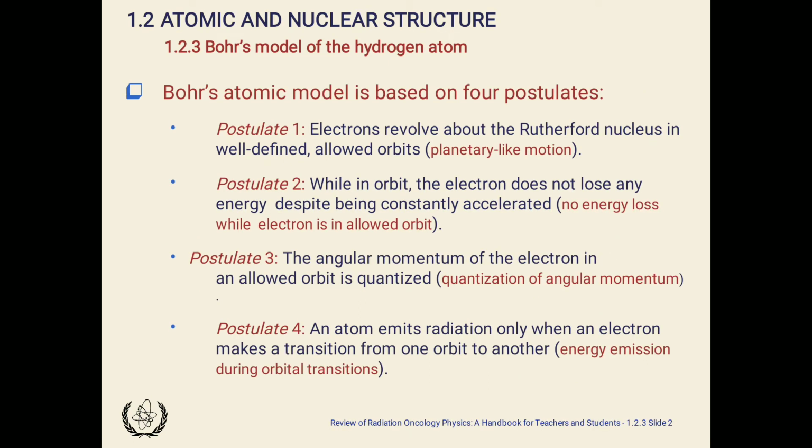Now, Bohr's atomic model is based on four postulates. First, the electron revolves about the Rutherford nucleus in a well-defined allowed orbit, planetary-like motion. Second postulate, while in orbit, the electron does not lose any energy despite being constantly accelerated. No energy loss while the electron is in an allowed orbit. Third, the angular momentum of the electron in an allowed orbit is quantized. So, quantization of angular momentum. Fourth postulate, an atom emits radiation only when an electron makes a transition from one orbit to another, that is, energy emission during orbital transition.